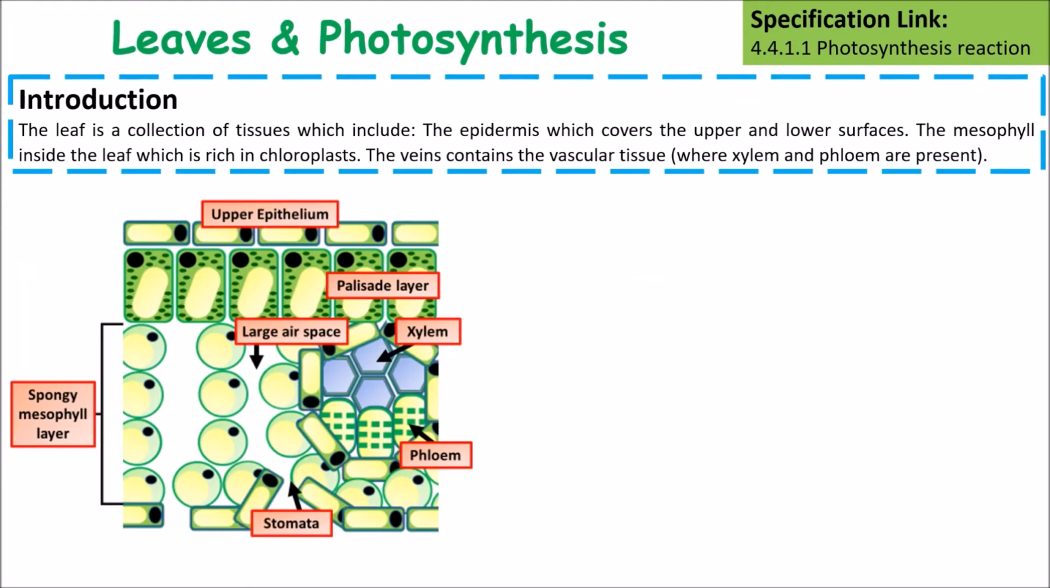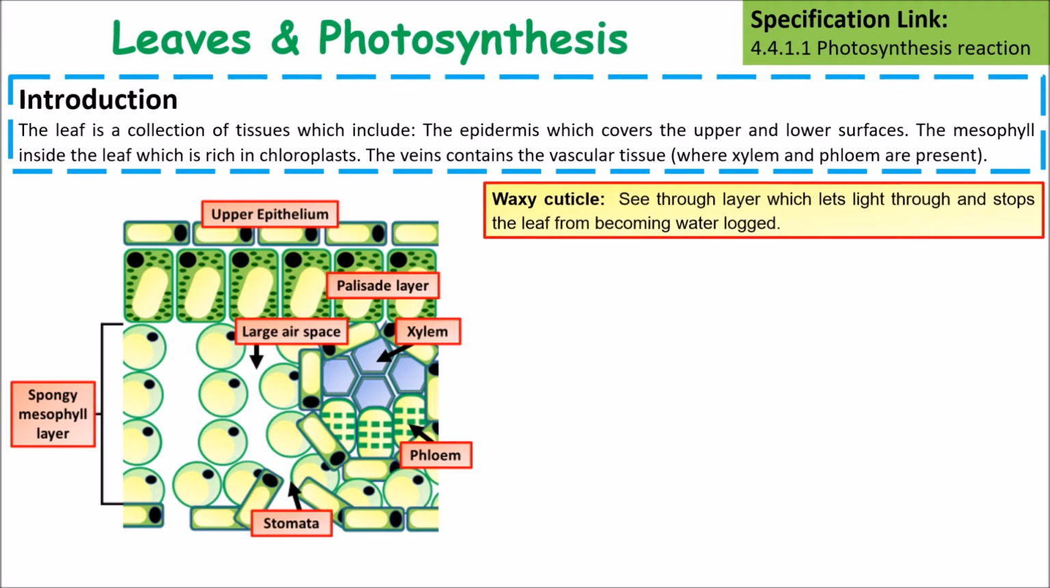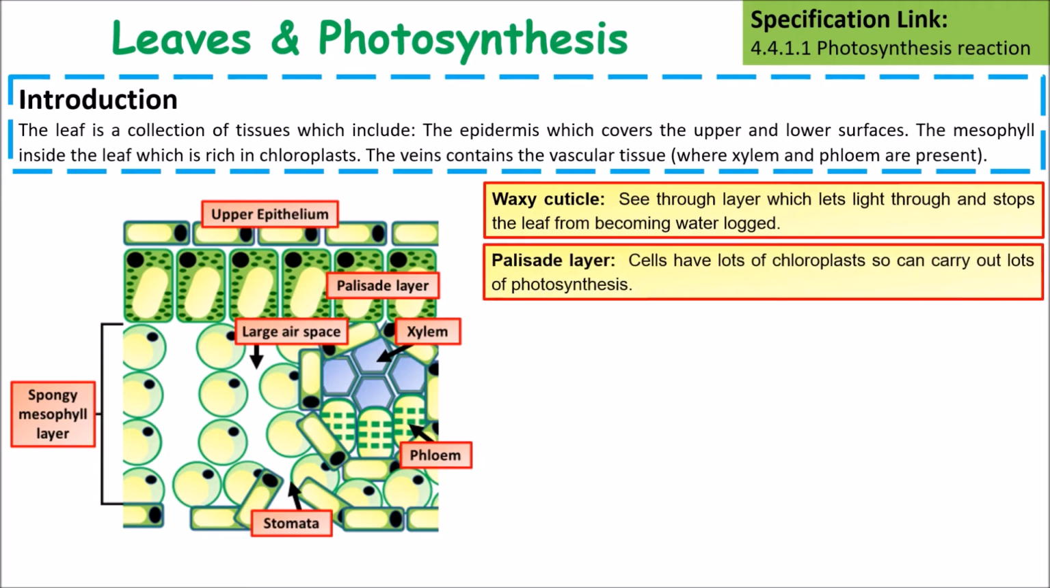If we look at the structure of the leaf, the leaf is made up of layers of different cells. At the top we have a waxy cuticle, which is see-through, so it allows light to pass through, but it stops excess water waterlogging the leaf. We've got the palisade layer. Palisade cells have lots of chloroplasts, and it's a layer near the top where you get the most light, so it can carry out the maximum amount of photosynthesis.